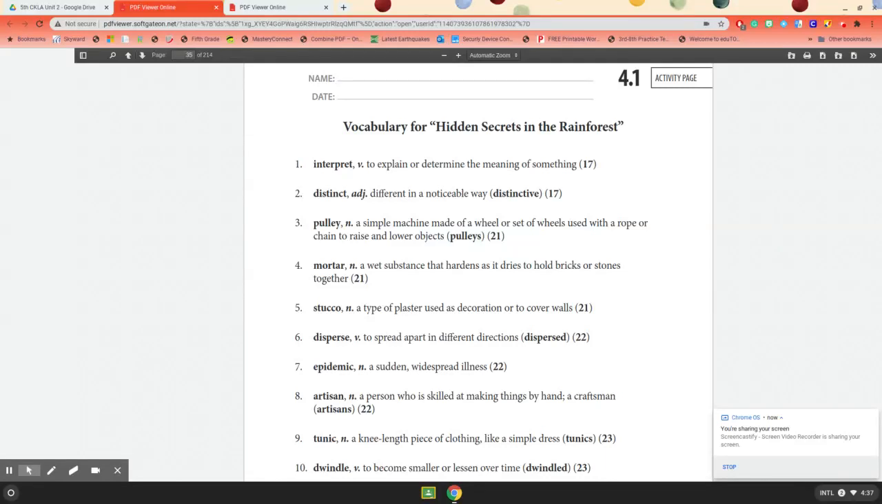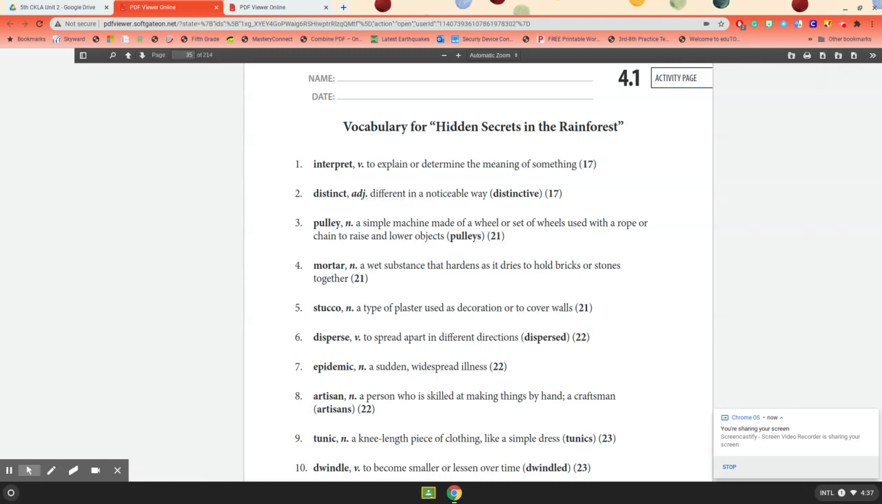Hey guys, so we're going to be working on the next chapter, chapter 3 of our story, into the Mesoamerica history. So we're going to be reading chapter 3, Hidden Secrets in the Rainforest. And you're just going to be following along with me as I read. But first, let's go over some of the vocabulary that we're going to come across while reading this chapter.